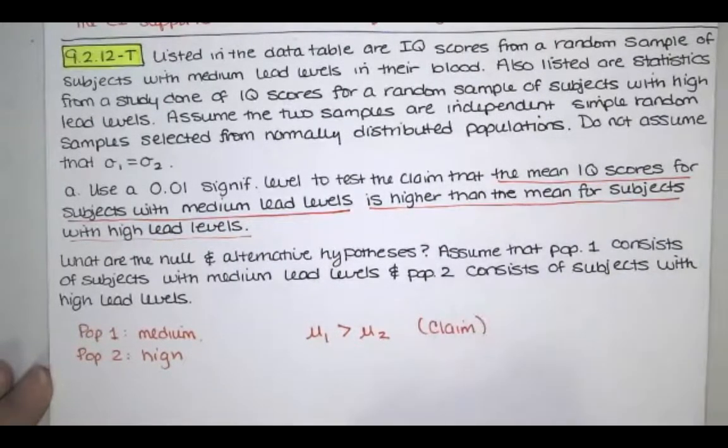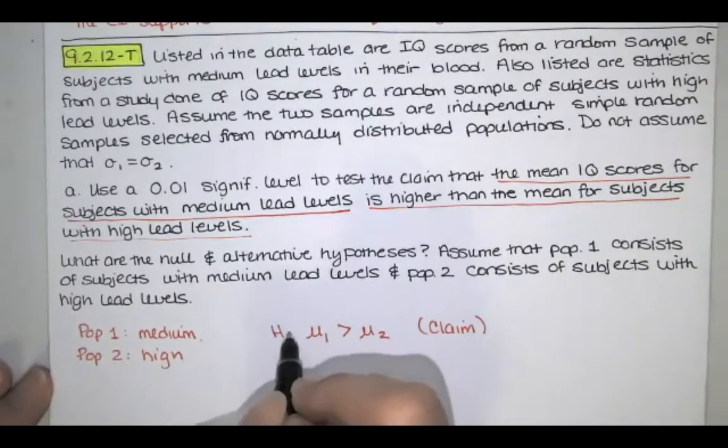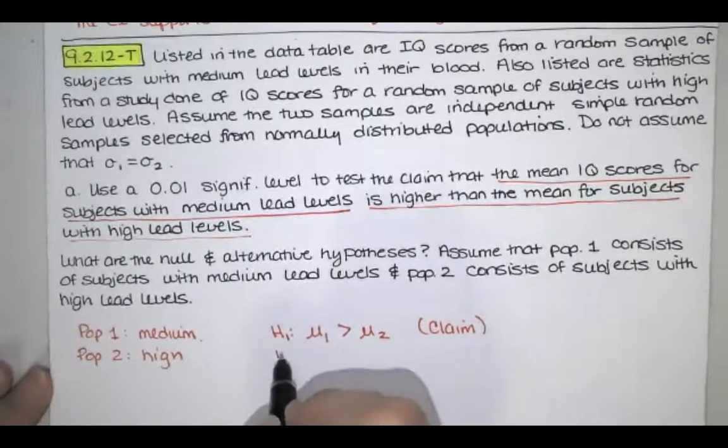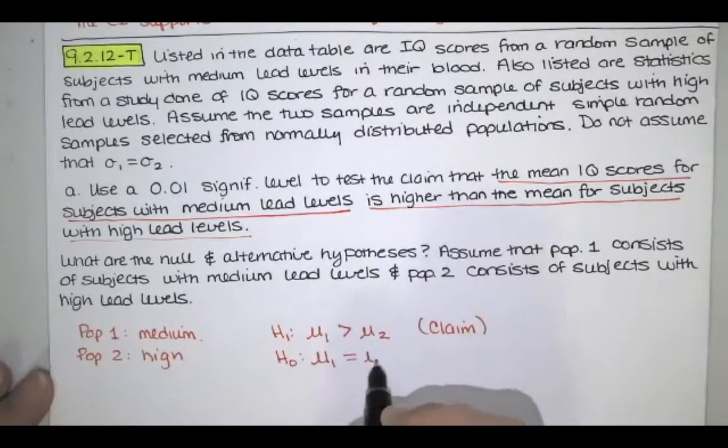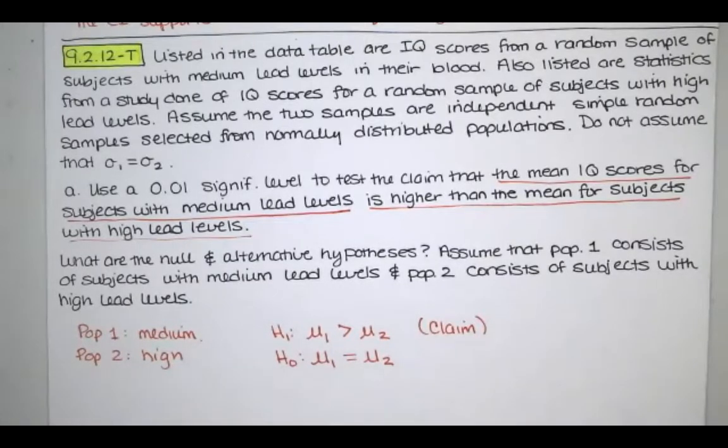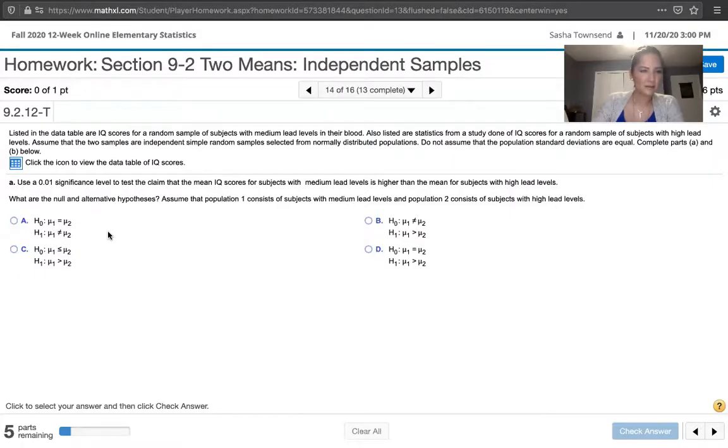Since it does not contain the condition of equality, it's just a strictly greater than sign. That's our alternative hypothesis as well. And to get the null hypothesis, we just change the sign from the alternative hypothesis to an equal sign. Okay, so this is what we're looking for on MyLab Statistics. The null is that they're equal, and the alternative is that mu sub 1 is greater than mu sub 2. Okay, so it looks like option D is our best bet.